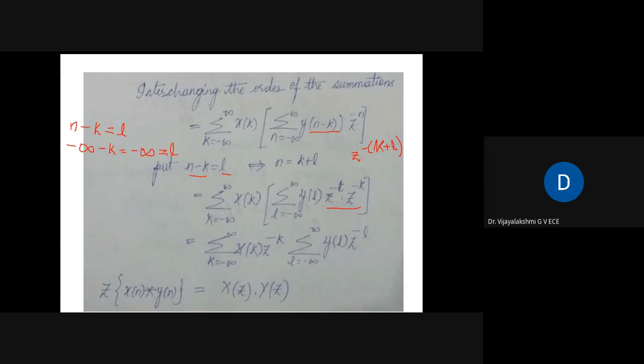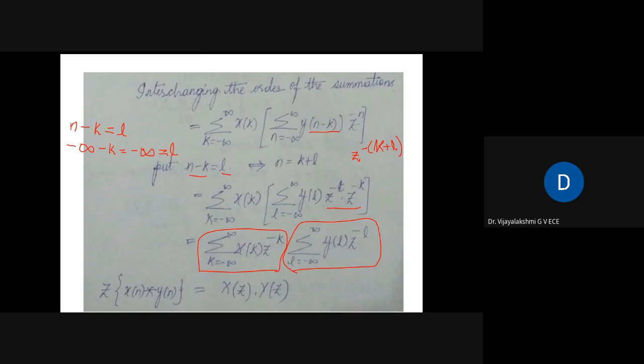Okay. So here I have taken this separately, k varying from minus infinity to plus infinity x of k, and this z power minus k, I'll put it here. Next, this summation, L varying from minus infinity to plus infinity, y of L into z power minus L. So I have two different terms here, with their z transforms. On the left hand side, I have the z transform of the convolution of x of n and y of n, and on the right side, I have a product of the z transforms of two quantities.